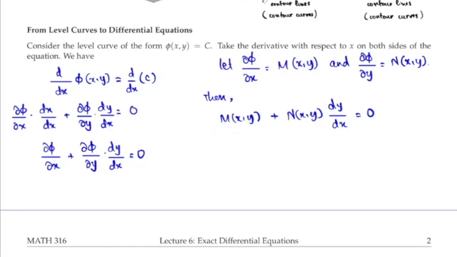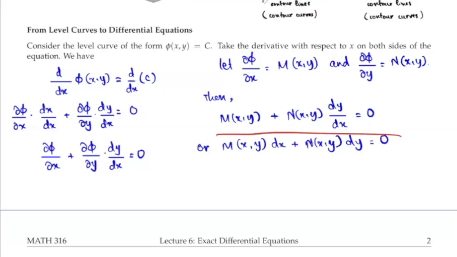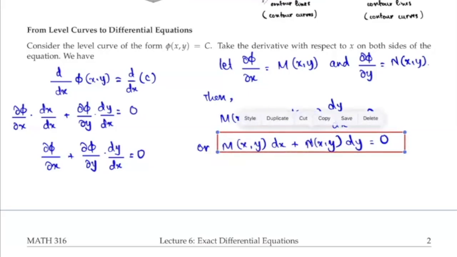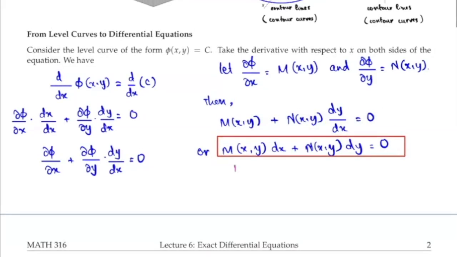Okay, so you may see this type of differential equation written in this way, or you can see it written in this form: capital M of x y dx plus capital N of x y dy. So this new form is called the differential form of the differential equation. Okay, so let me box this up. So again, this is called the differential form.